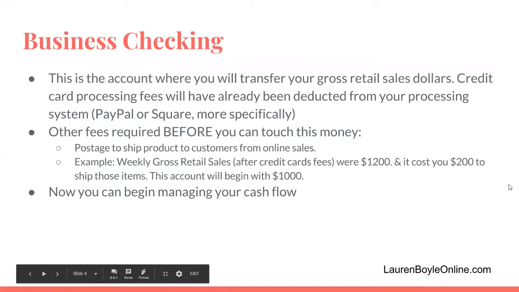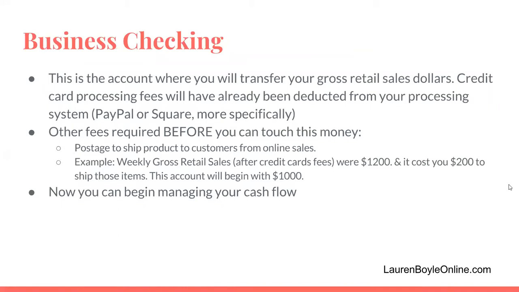The first account we're talking about is the business checking account. This is the account where you will transfer your gross retail sales dollars. That is the money that you have after credit card processing fees have been deducted from your processing system. So for our system, we typically use PayPal or Square. So the money that you collect from your retail sales, once PayPal or Square has deducted its fees, goes into your business checking account.